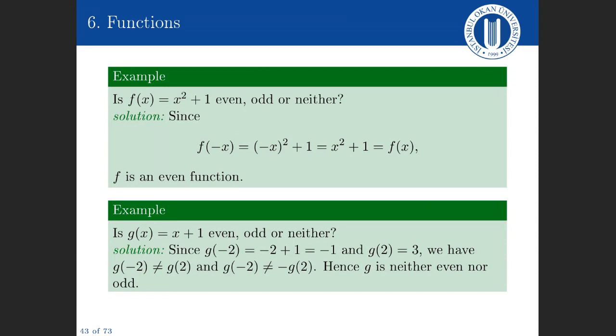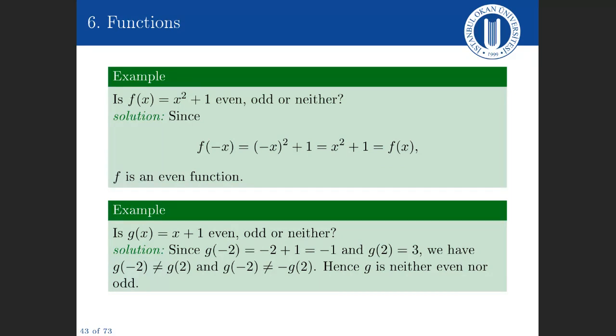For example, is f of x equals x squared plus 1 even, odd, or neither? You have some homework questions like this. What I do is I start with f of minus x. Then I calculate that's minus x, squared, plus 1, or x squared plus 1, or f of x. Because f of minus x is always the same as f of x, we have an even function. If we want to show that something is even or odd, we need to show that the rule is true for all x.